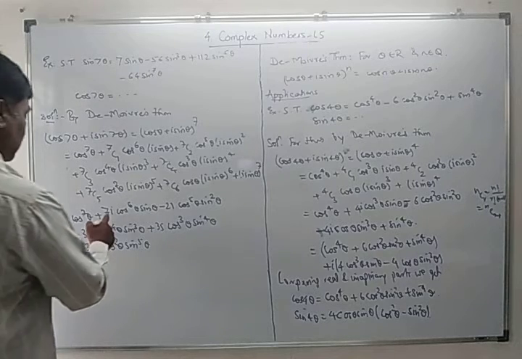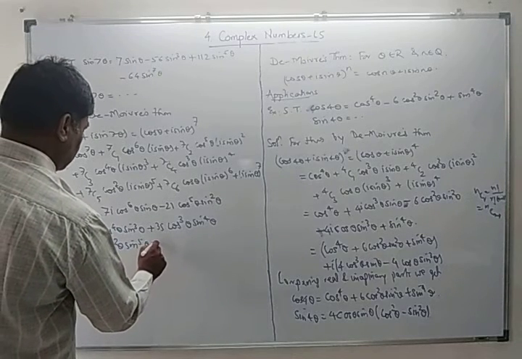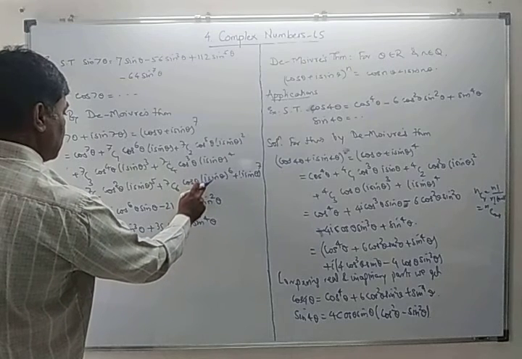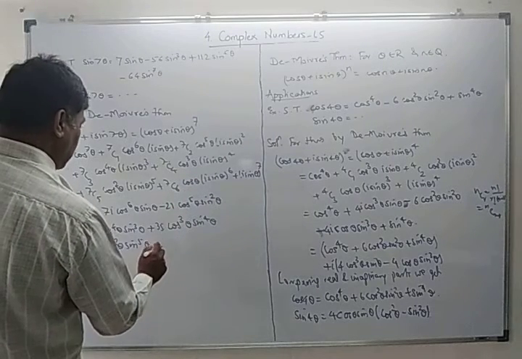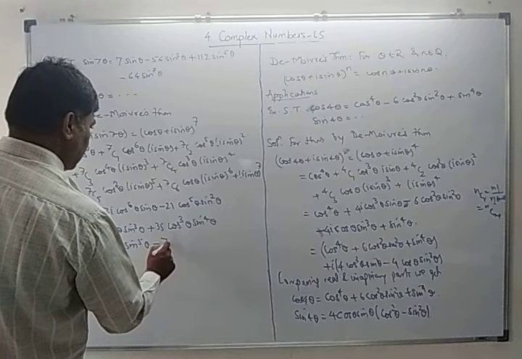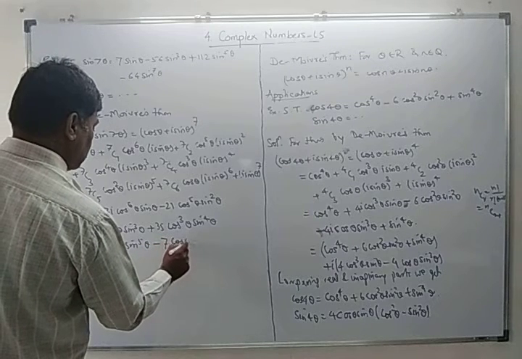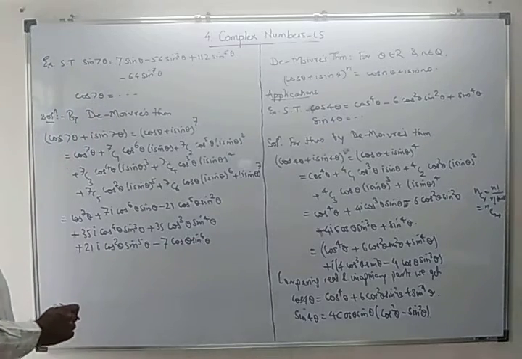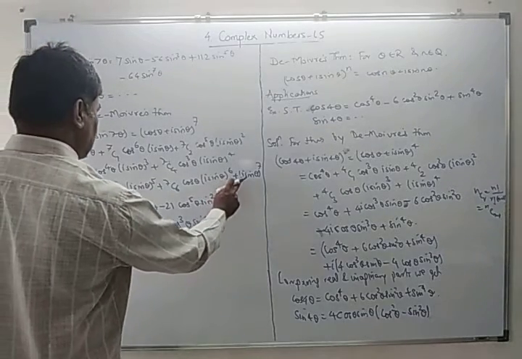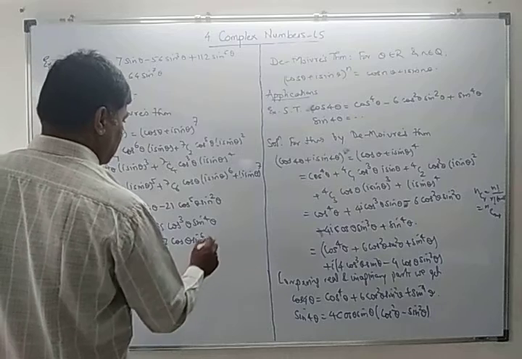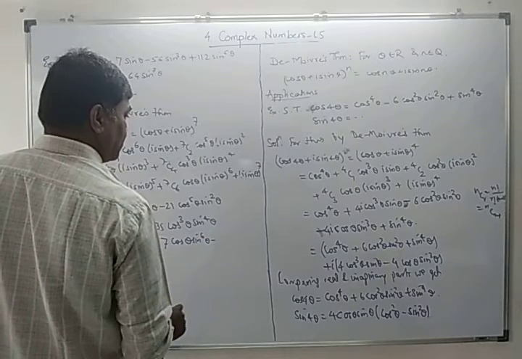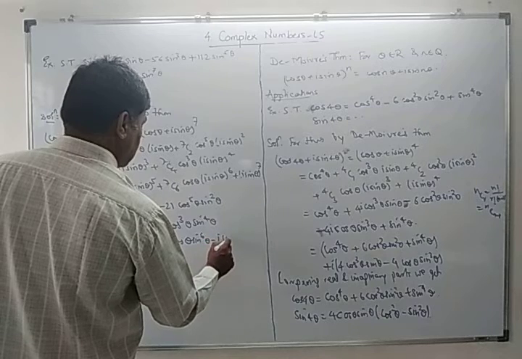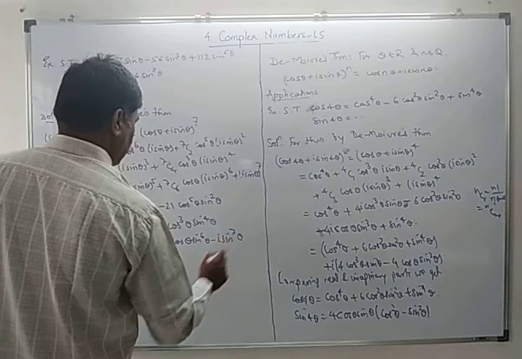7c6 is 7 and i raised to 6, that is i raised to 4 into i square, is minus 1, minus 7 times cos theta sin raised to 6 theta. i raised to 7 will become minus i times sin raised to 7 theta.